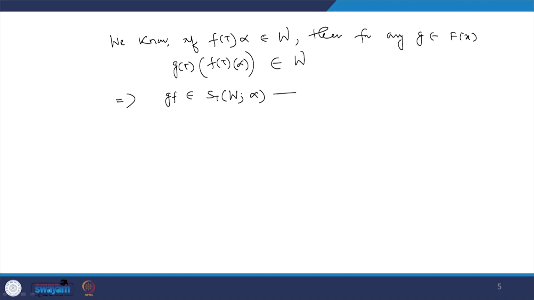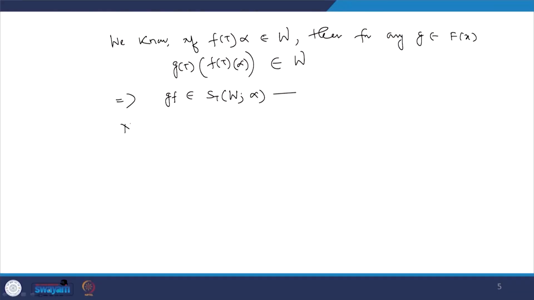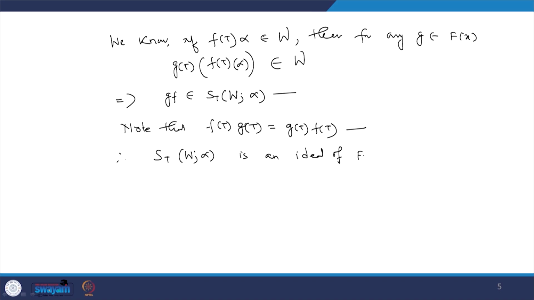So, what have I found? We have seen that if a polynomial function f belongs to S_T(W, alpha), and any other polynomial g belongs to F[x], then g times f also belongs to S_T(W, alpha). Here I have multiplied from the left. Now, note that f(T)g(T) equals g(T)f(T). So, therefore, multiplying from left or right is irrelevant. So, I can say that S_T(W, alpha) is an ideal of F[x].